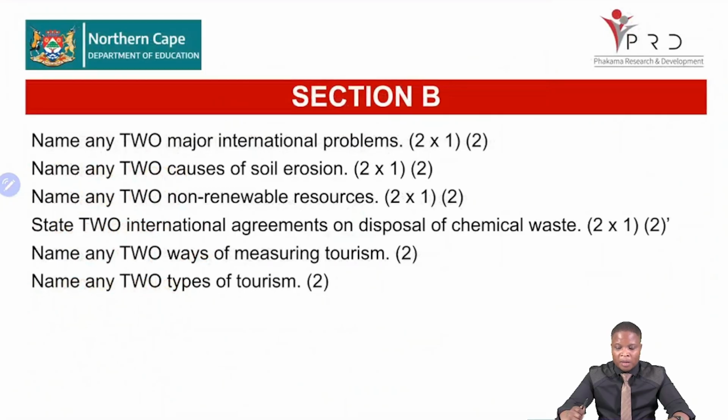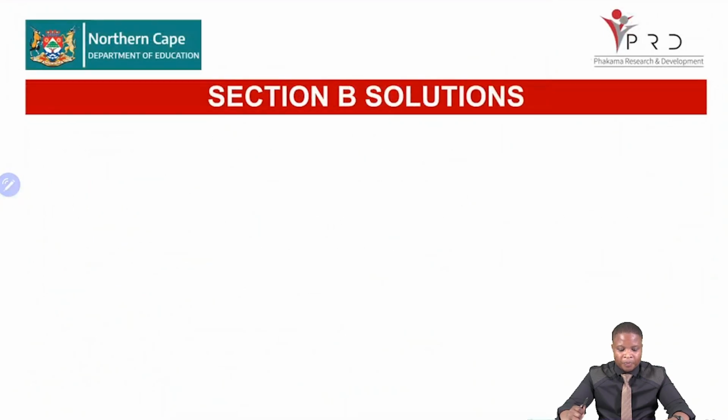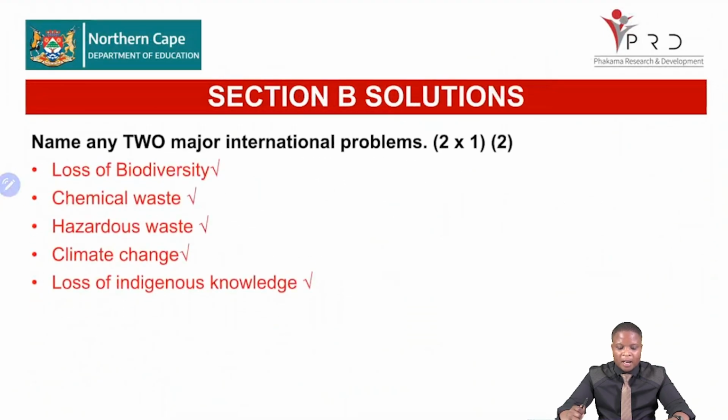Right, grade 12, our time is up. Let's look at our marking guideline. Name any 2 major international problems. This we find in the essay: your loss of biodiversity, chemical waste, hazardous waste, climate change, and loss of indigenous knowledge. Remember, if you know the problems, you also need to know the international measures, right?